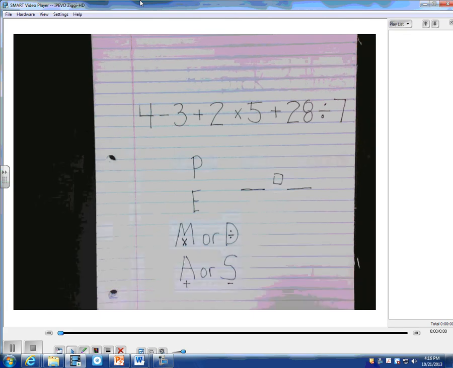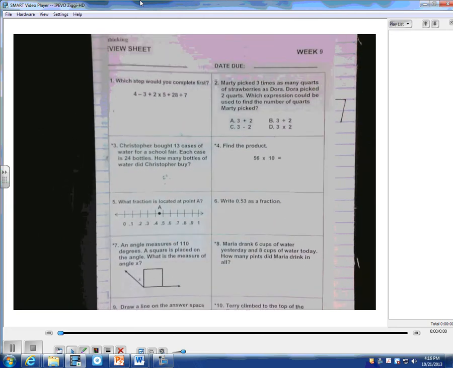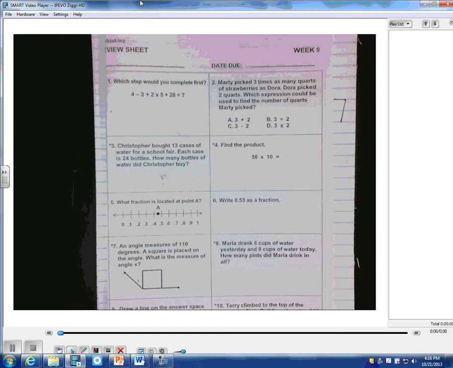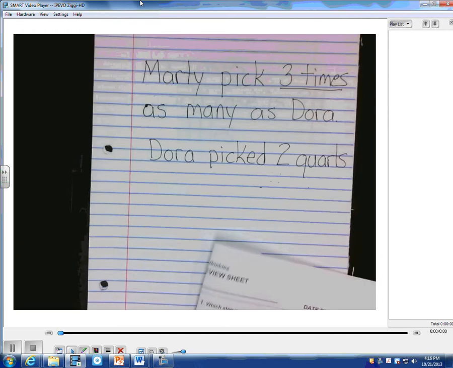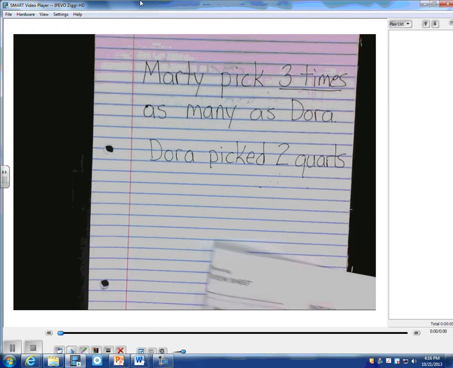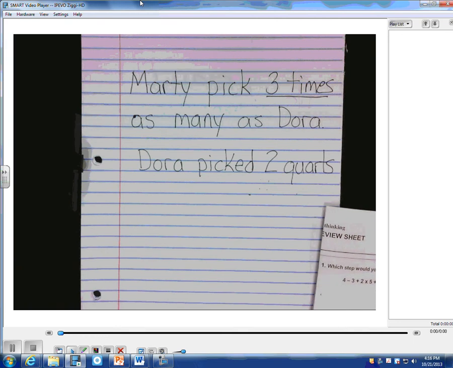Let's go back to look at number 2. It says Marty picked 3 times as many quarts of strawberries as Dora. Dora picked 2 quarts. Which expression could be used to find the number of quarts Marty picked? Okay, so let's look at this one. Let's look at the information that they give us. We know that Marty picked 3 times as many as Dora, and we know Dora picked 2 quarts.